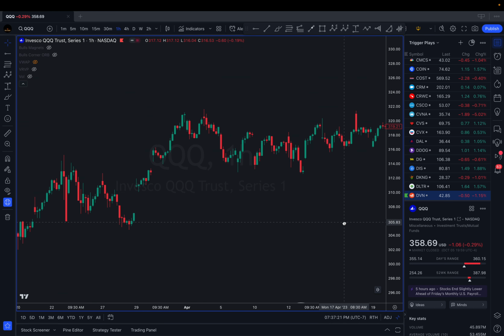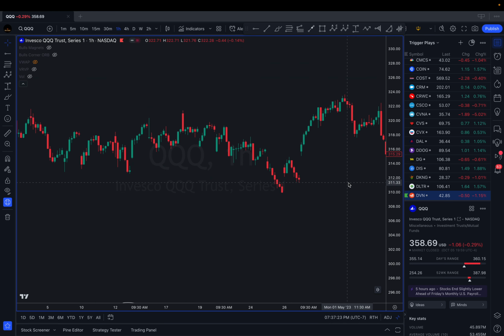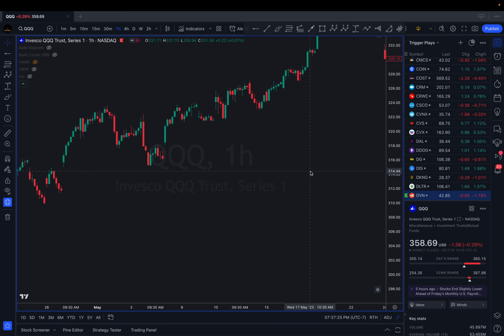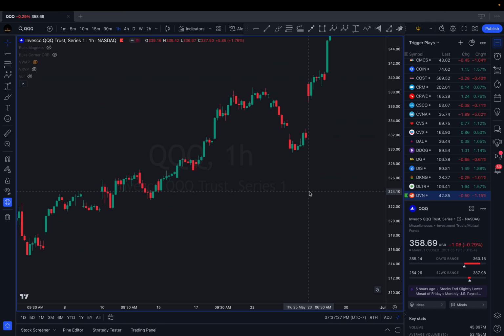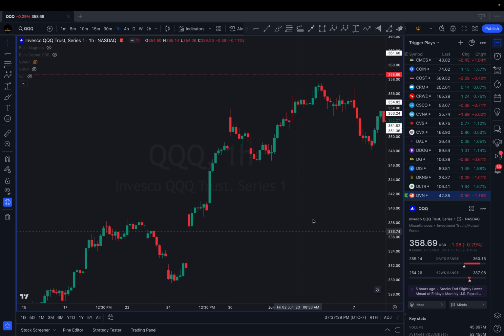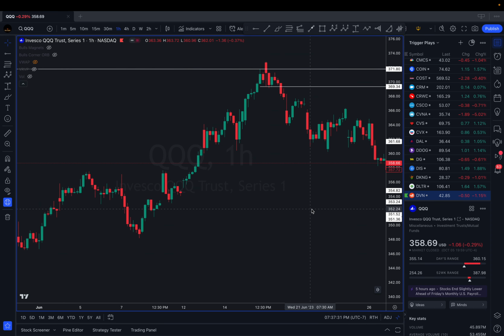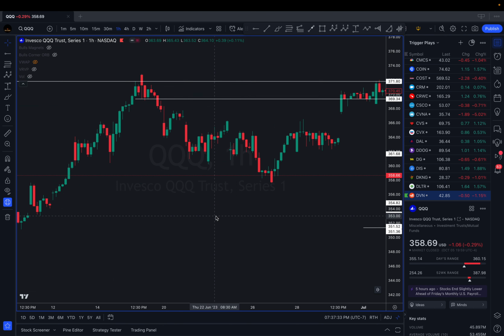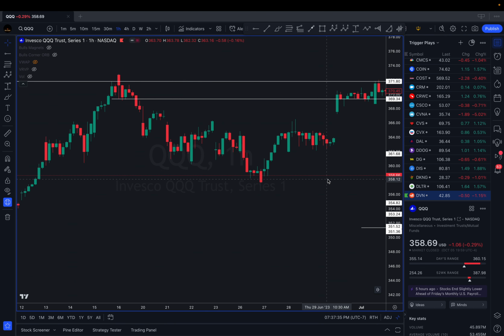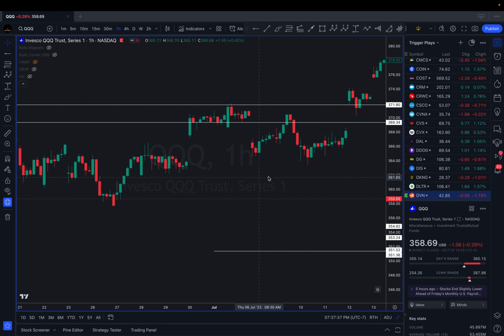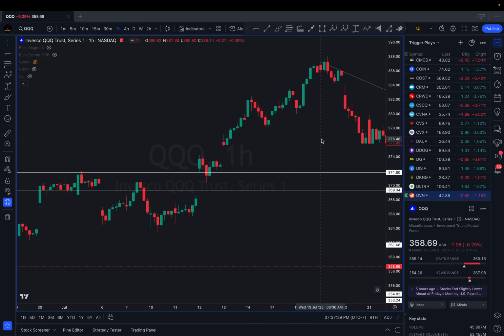So I'm not going to find these examples because I don't see many tweezer tops and tweezer bottoms, but let's see if we can quickly find one or two for you guys. Definitely going to be a hard one.